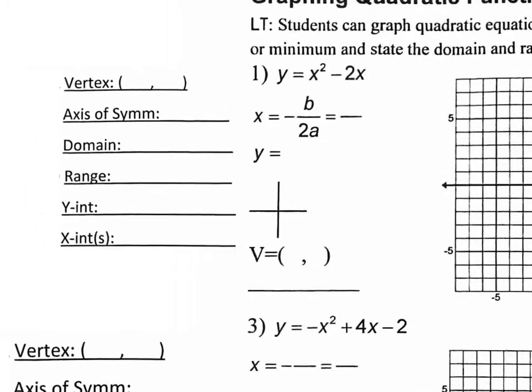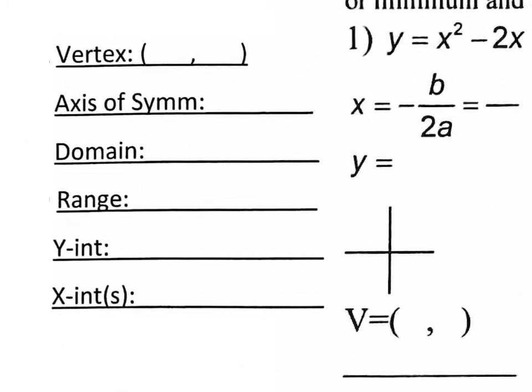Like I have it right here on the side. I would like you to state all the things we've been stating. So find the vertex, obviously. State the axis of symmetry, which is simply x equals the x value of your vertex. The domain is x equals all real numbers. The range is y, it's going to be either greater than or equal to or less than or equal to the y value of your vertex. And also your y-intercept, you set x equal to 0 and solve. And for the x-intercepts, once you graph it, you'll be able to see where it crosses.